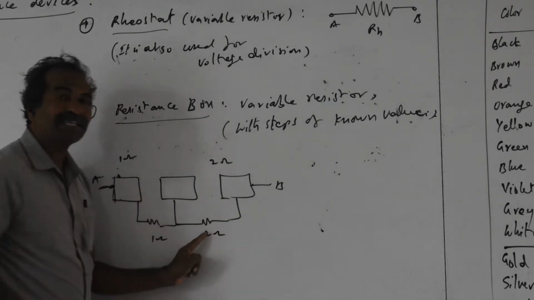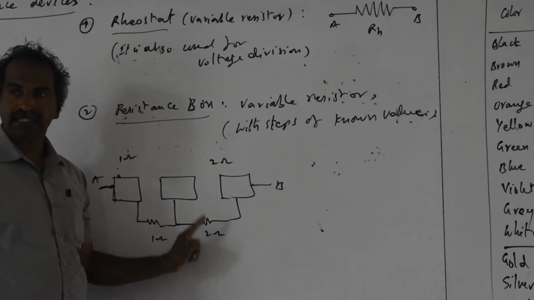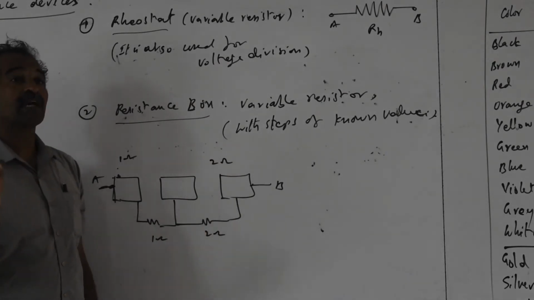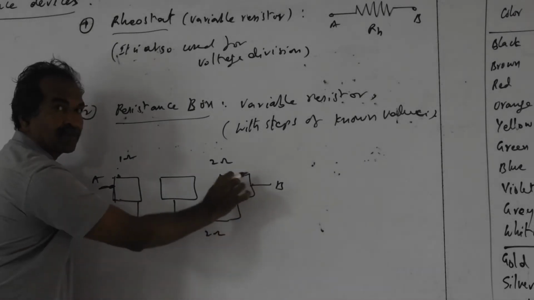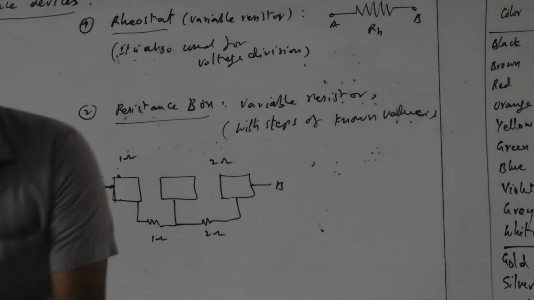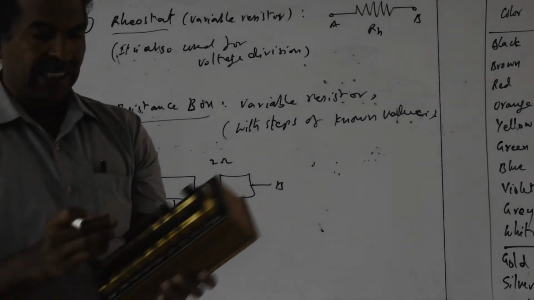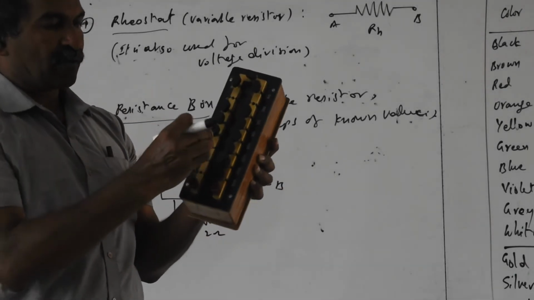Total resistance will be 3 ohms. Total resistance is 3 ohms. Current always prefers the low resistance path. Now current has to pass like this only. So if I take these keys upward, these are called the connecting keys, these are all keys. If I remove this, there is a gap here.